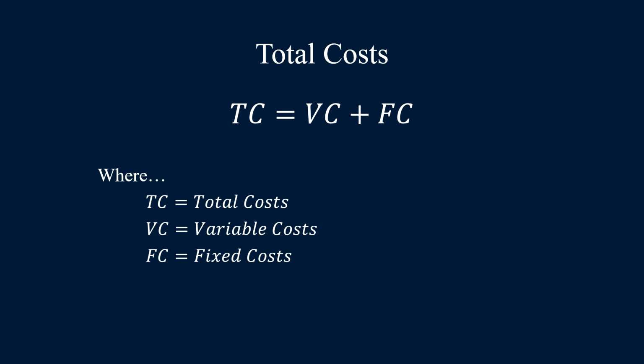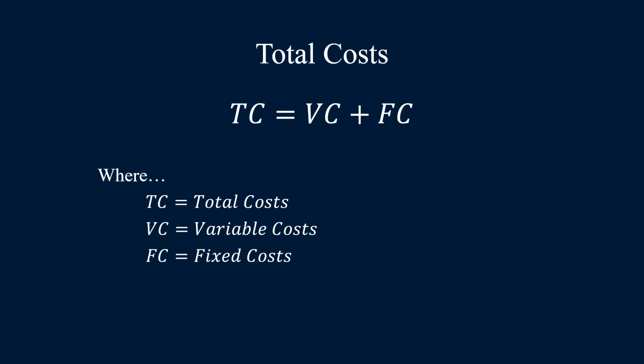Now, fixed costs could be things such as rent. It could also be insurance. It could be utilities. These are costs that are generally going to be the same regardless of whether you're producing materials or not.